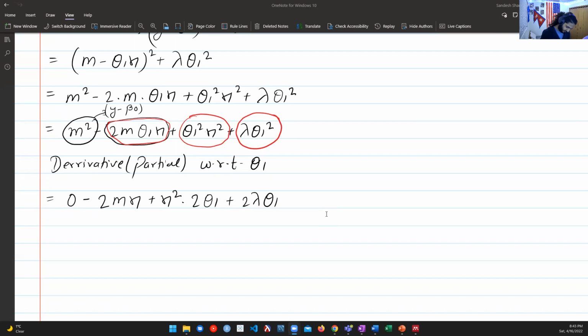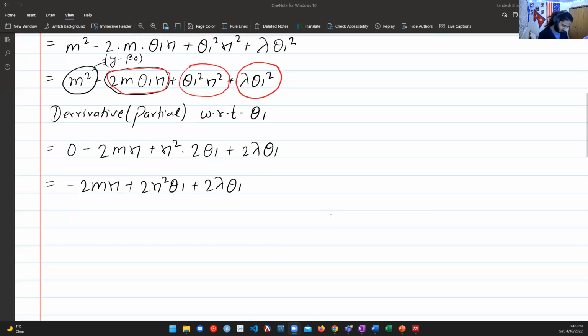Let's make it a little bit tidier: 2mx plus 2x squared theta 1 plus 2 lambda theta 1. That looks much neater. Now, as we said, taking the derivative and equating to 0, we equate this part to 0 and cancel out the 2, because it is the same coefficient in each term. Then we get something like this: theta 1 equals mx divided by x square plus lambda.